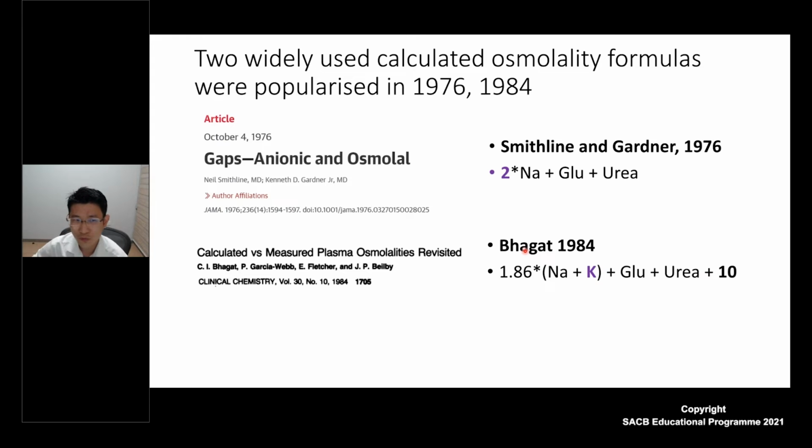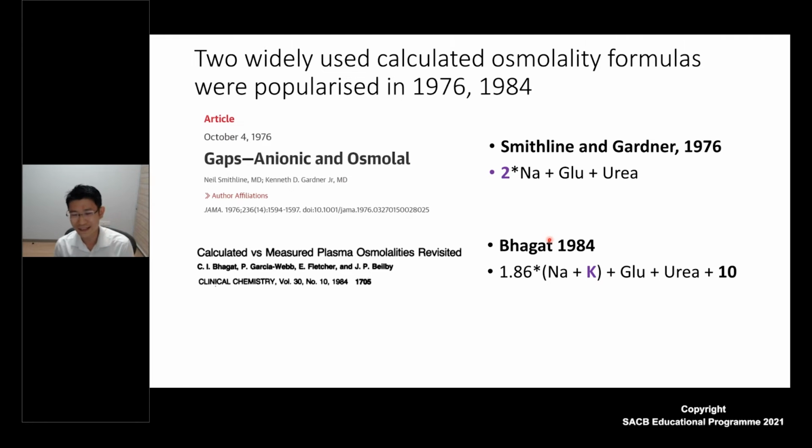Okay, so two formulas were used just now. The formula that we used, 2 times sodium plus glucose plus urea, actually has a name, the Smith-Lin and Gardner formula, from Dr. Smith-Lin and Gardner in 1976. So if anybody asks what you are using, you say, oh, I'm using the Smith-Lin and Gardner formula. Or eight years later, there's another guy called Bhagat, 1984, who came out with this formula. This formula is also quite widely used, because we have limited bandwidth in our brain, I think this is actually more preferred. Yeah, can't remember, this looks very long.